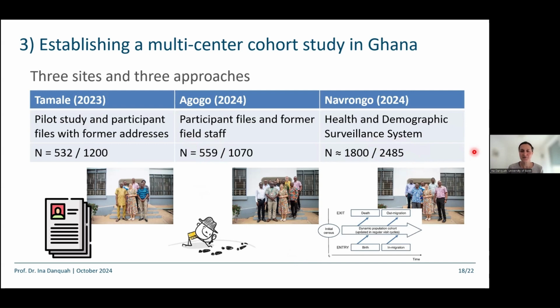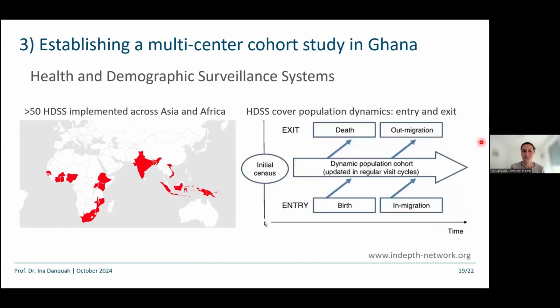We have not completed follow-up yet, but we are confident to reach around 1,800 participants out of those former almost 2,500. Now I can assume that not everybody may know what a health and demographic surveillance system is, so just briefly outlining why we believe this is so helpful in tracing our study participants. So an HDSS has been implemented nowadays in more than 50 countries or sites across Asia and Sub-Saharan Africa, as shown on the map here on the left.